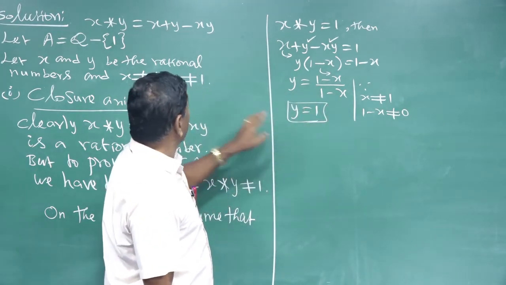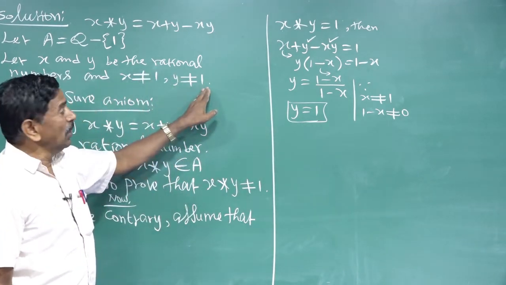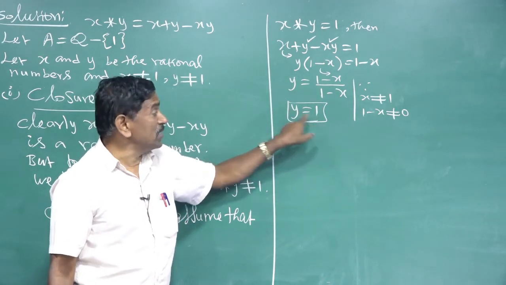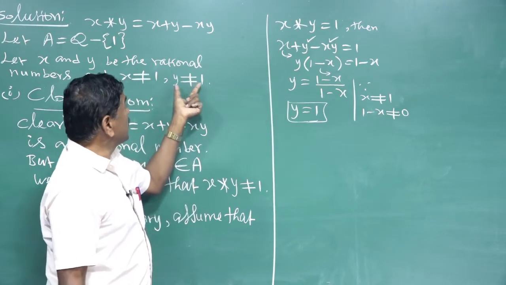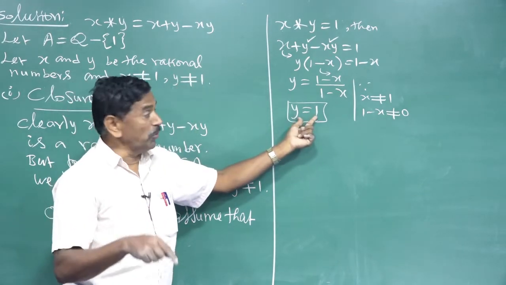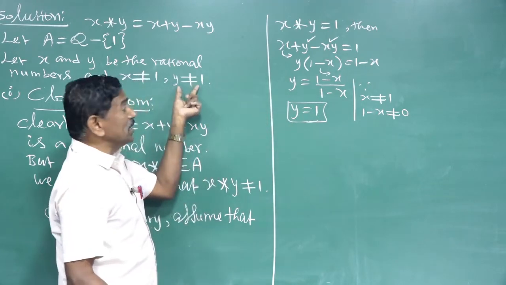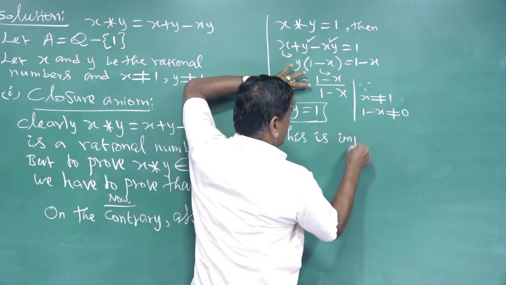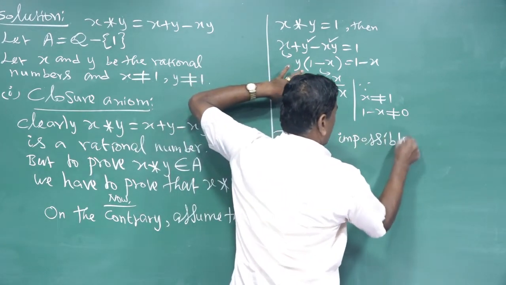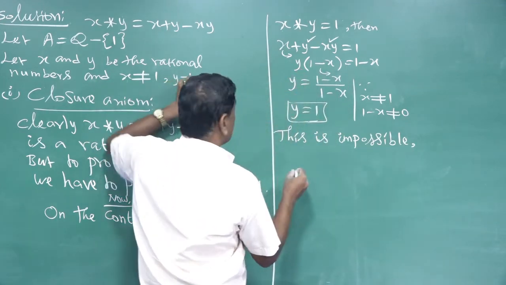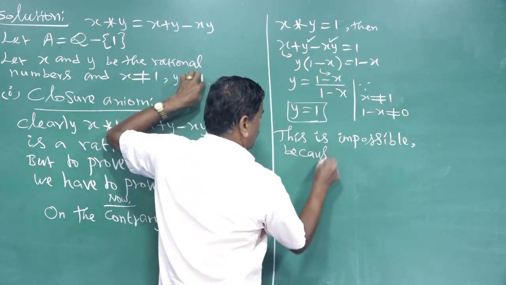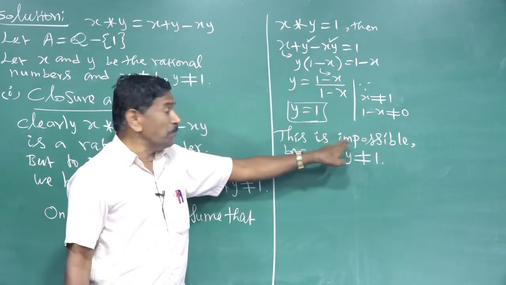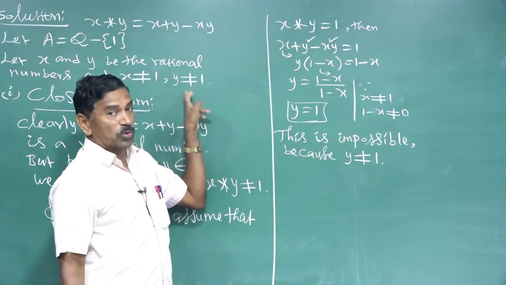Initially we took y is not equal to 1, but now we are getting y equal to 1. So this is impossible. Why? Because the initial condition is y is not equal to 1, but we are getting y equal to 1. So y equal to 1 is impossible because y is not equal to 1.